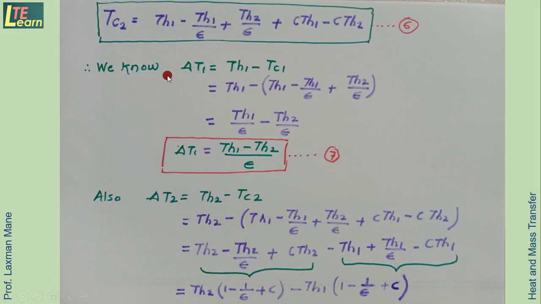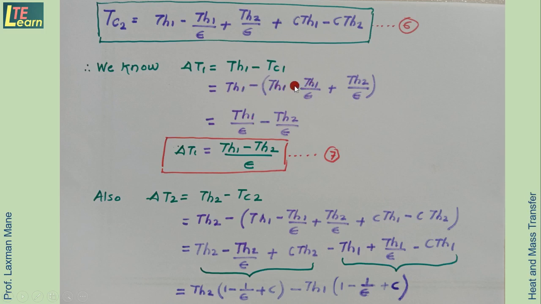Now we know that we have already discussed delta T1, means temperature difference at inlet, that is TH1 minus TC1. Once again we write for TC1 the expression we already discussed here in this bracket. Now in this, what we find is that this TH1 and this TH1, when we solve the bracket, will get cancelled to each other. Remaining will be what?